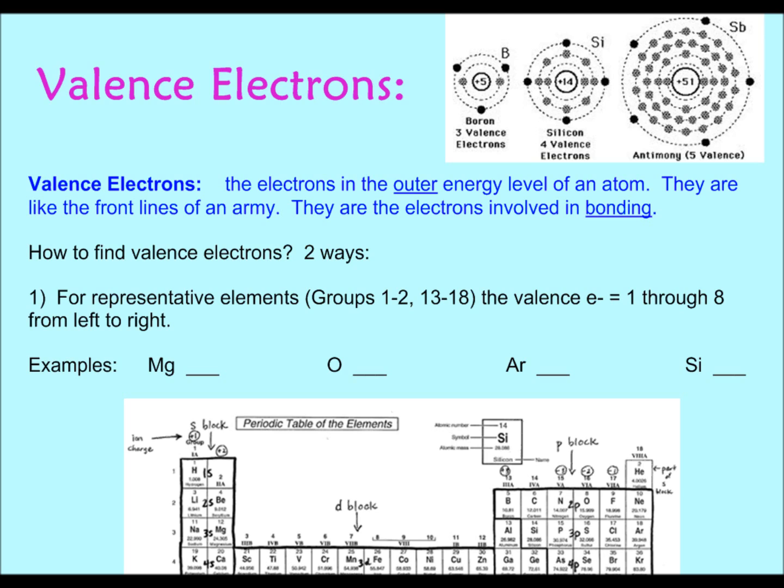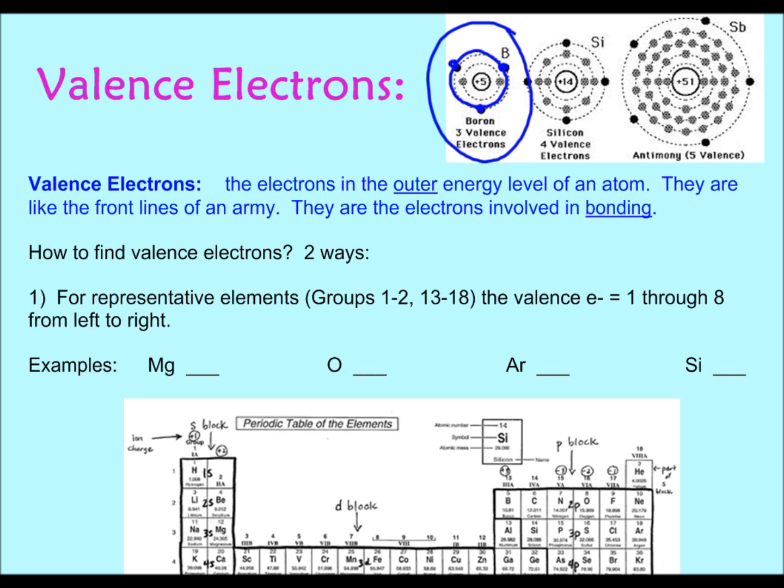So it's very important that we know what valence electrons are and how many each atom has, because it affects how they bond. So if you look at the top of my presentation here, we see three different atoms. The first one is boron, and it shows that in the outer energy level, which is this one right here that I'm circling, boron has 3 valence electrons, just to prove to you where those electrons are located.